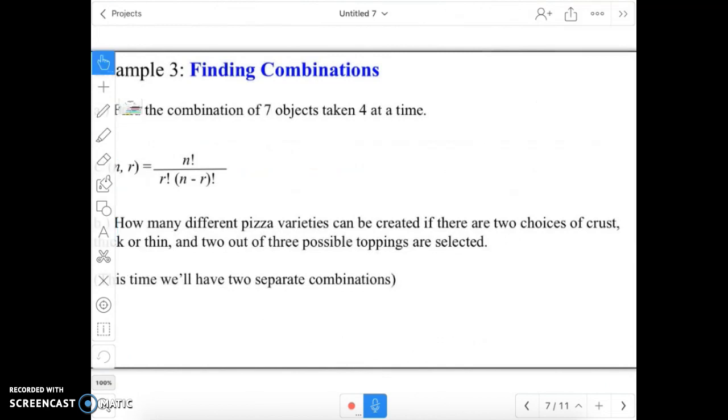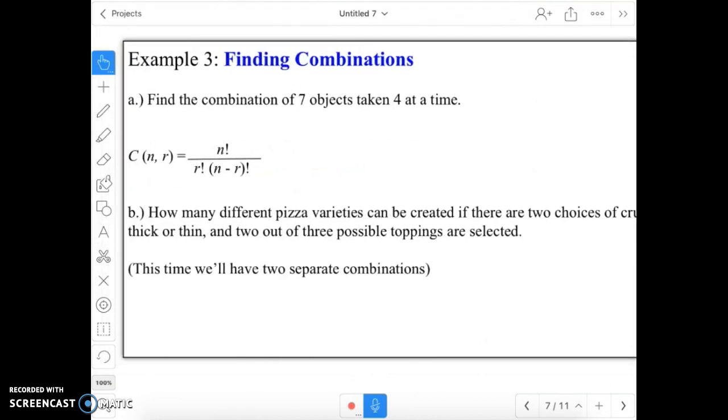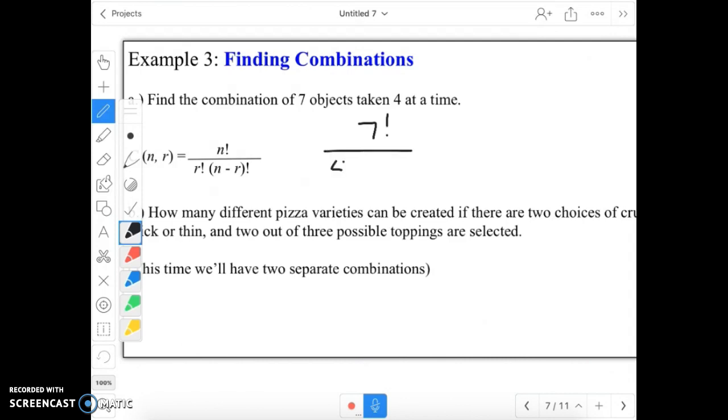All right, now finding combinations. So if we want to find the combination of 7 objects taken 4 at a time, like I said, it's a lot like that permutation equation. However, we just have that R factorial out first. So we have 7 factorial all over 4 factorial, and then 7 minus 4 factorial. So that'll give us 3.